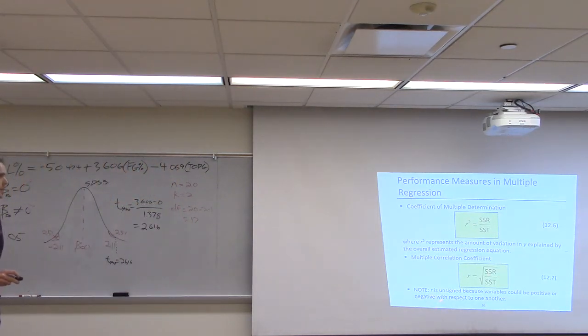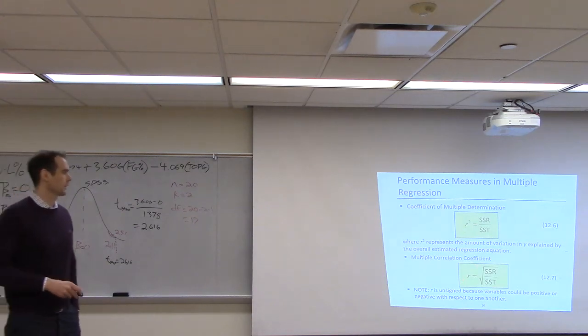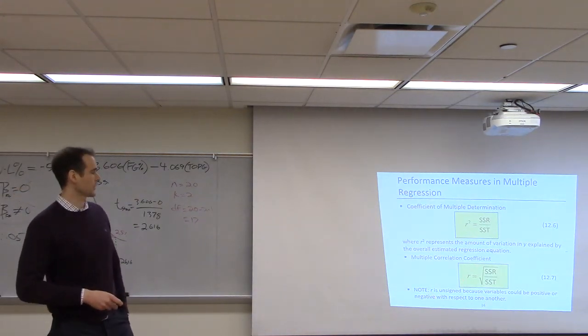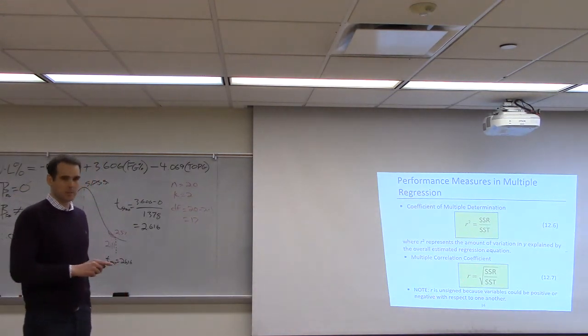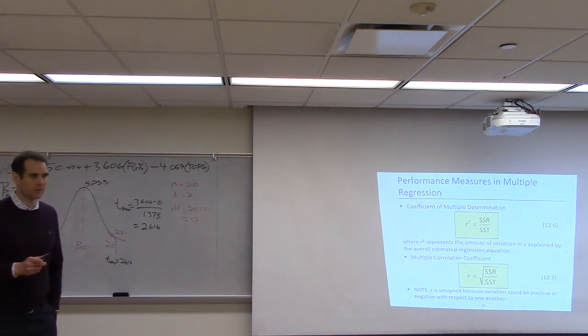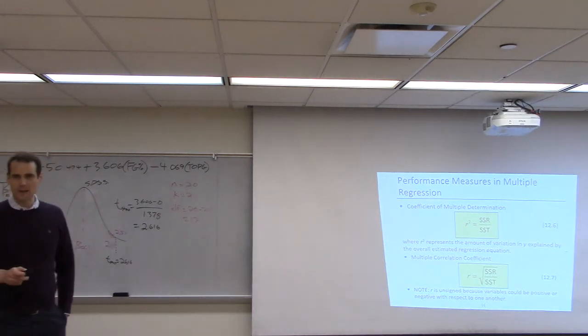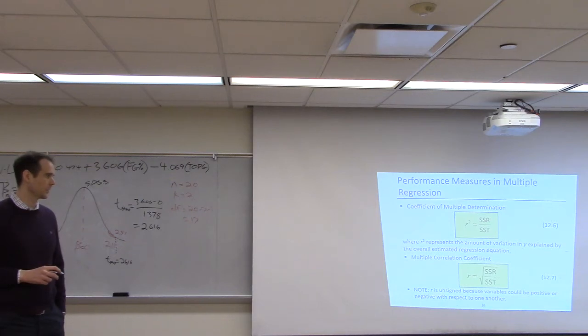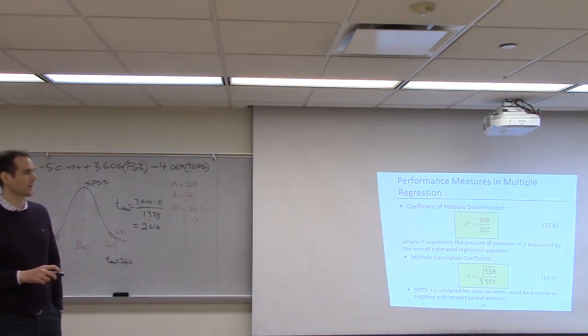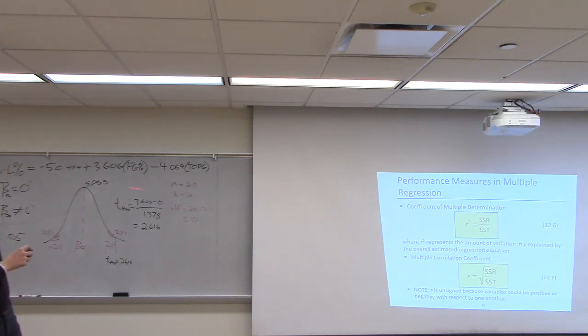The square root of R squared is R. It's still going to be called the correlation coefficient. It's not going to be positive or negative because we're going to have multiple variables. One could be positive and the other could be negative. So we lose the ability to determine positive or negative relationship just by looking at this. If we want to know positive or negative, we look at the slope coefficients.